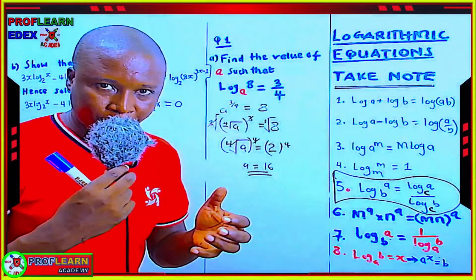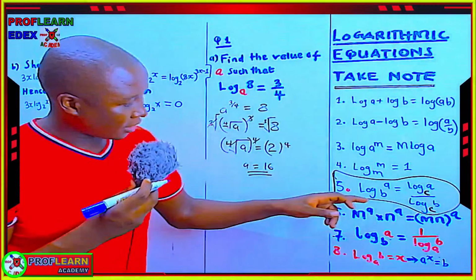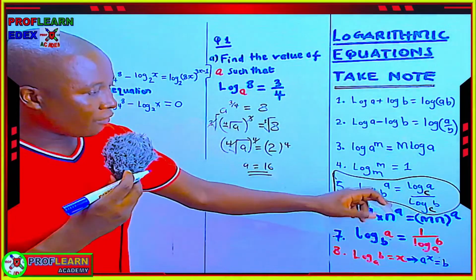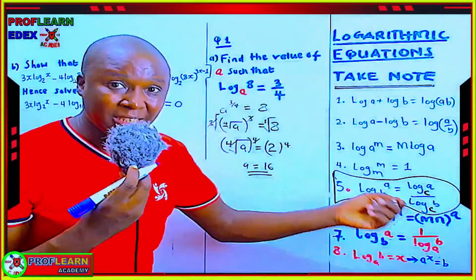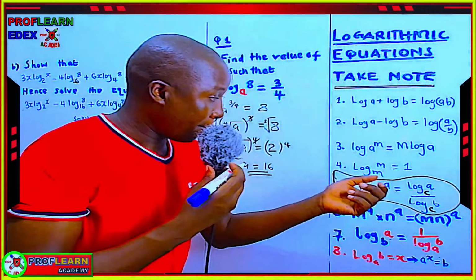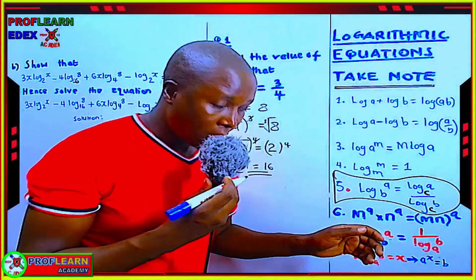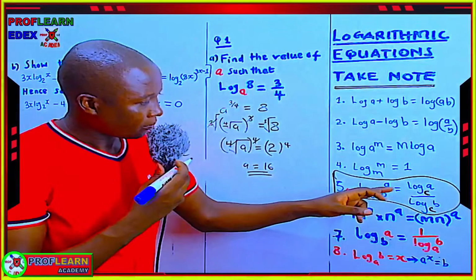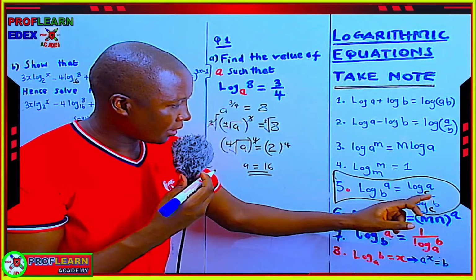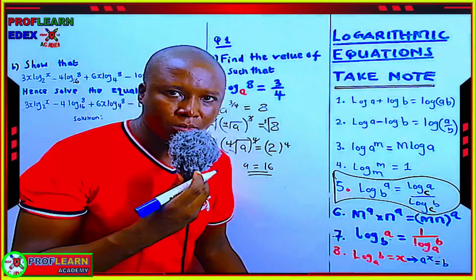So for us to express that, you need to remember that if you are having log a base b, and you want to introduce a different new base that was not there, you are going to say log a over log b, then you introduce that base that you want to introduce.